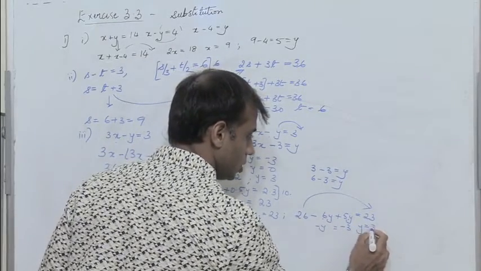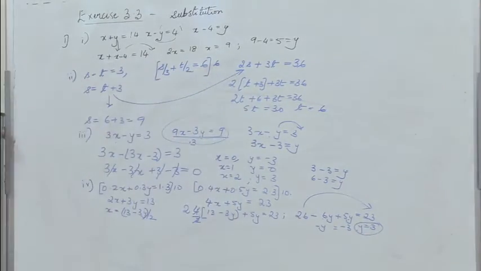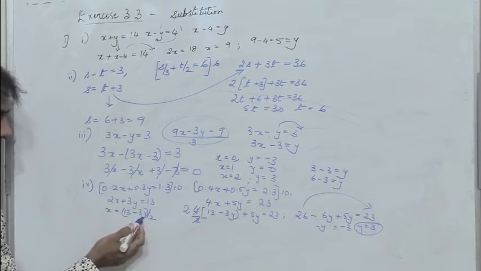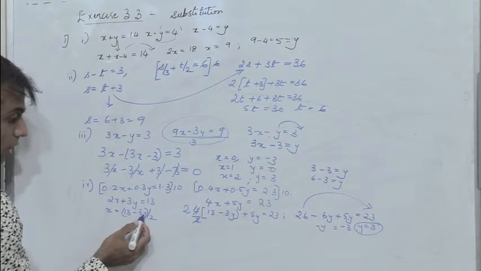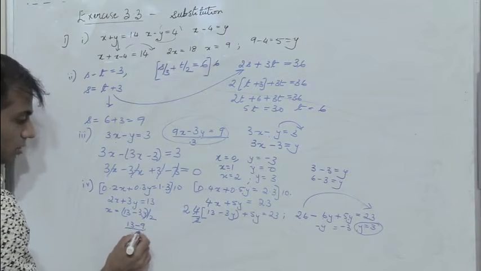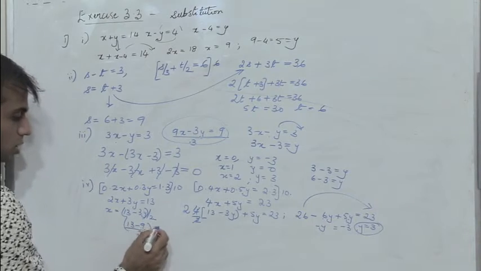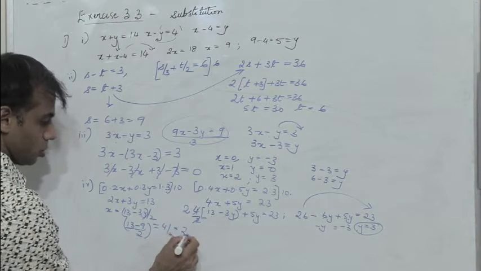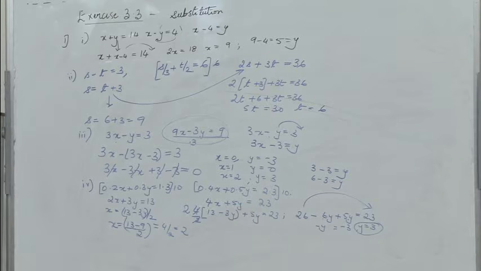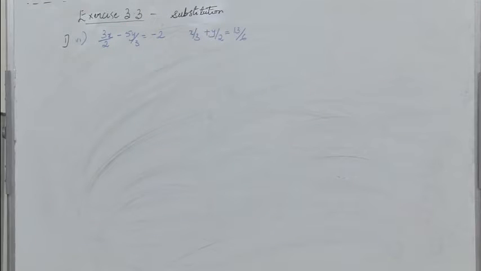So y equals 3. If y is equal to 3, let me substitute it back in this equation, or let me put it here. If y is 3, 3 into 3 is 9, isn't it? So (13 minus 9) by 2, which is 4 by 2, which is equal to 2. So x is 2 and y is 3. So we have these two equations.